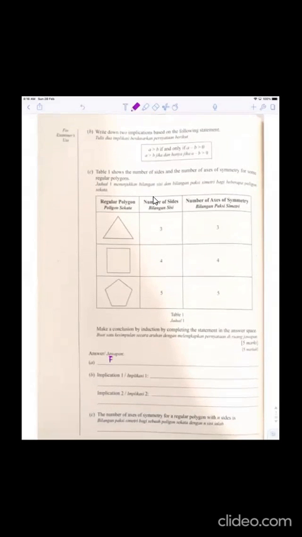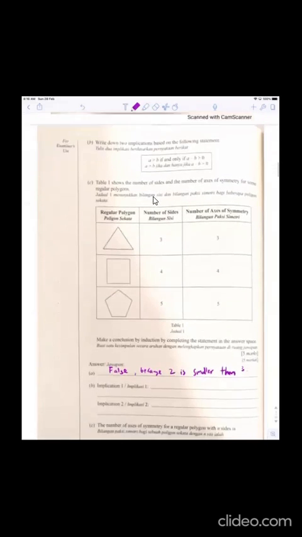So this statement is false. Why false? Because 2 is smaller than 3. Yes. Let's see the B.